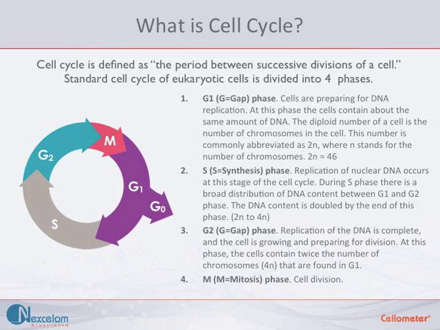Finally, cell division occurs during mitosis phase. At the end of mitosis, both the daughter and the mother cells again contain the same amount of genetic material as in the gap 1 phase.